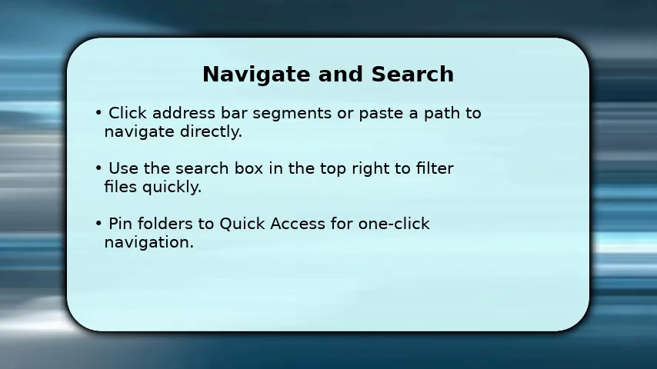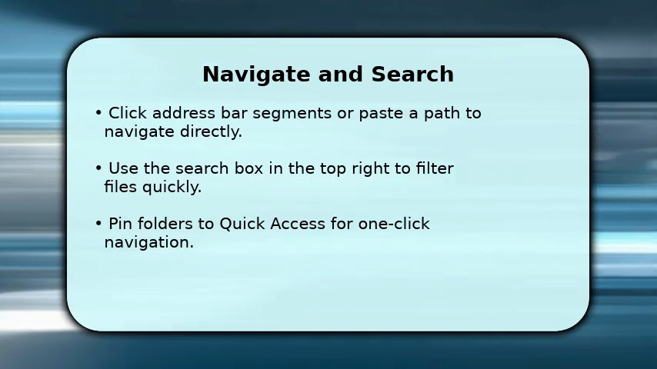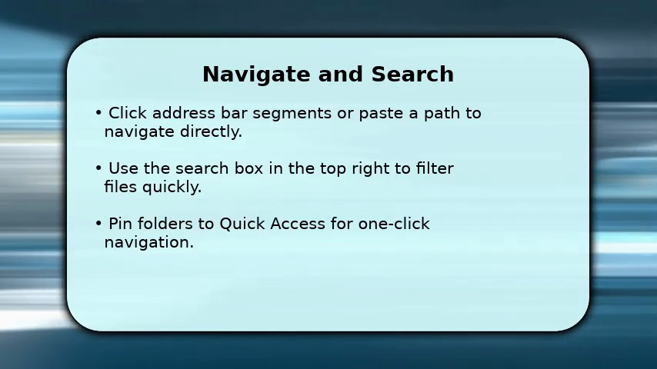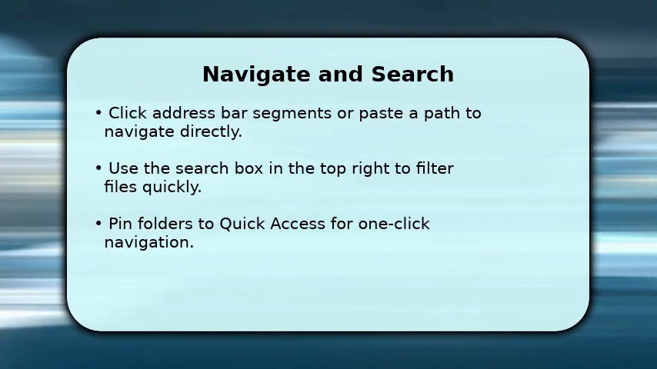Use the search box in the top right to filter files inside the current folder. Type part of a file name or extension like PDF to limit results. Right-click folders and choose Pin to Quick Access to create one-click shortcuts. Use back and forward arrows to retrace recent locations efficiently.